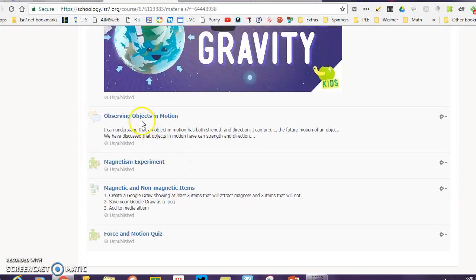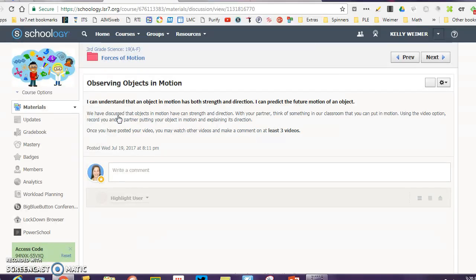My first project is observing objects in motion. This is a discussion that 3rd graders will be put with a partner. The objective is that they are able to predict the future motion of an object that's in motion and understand that objects in motion have direction and they have strength.